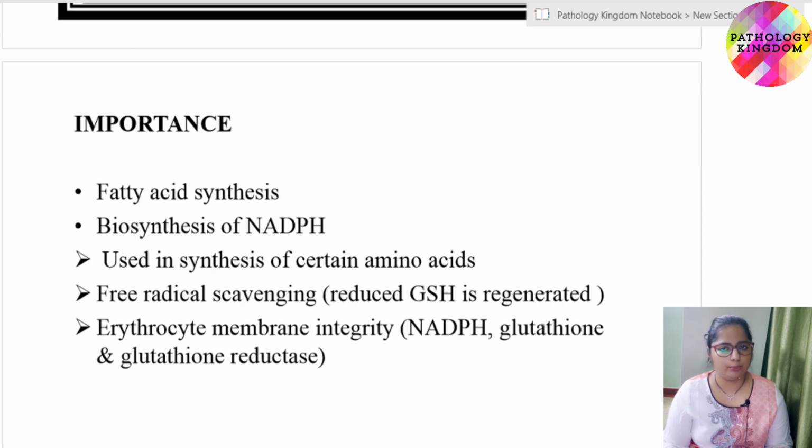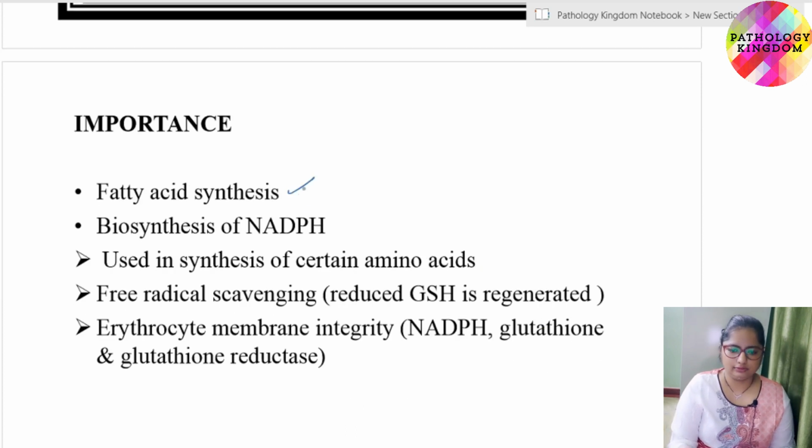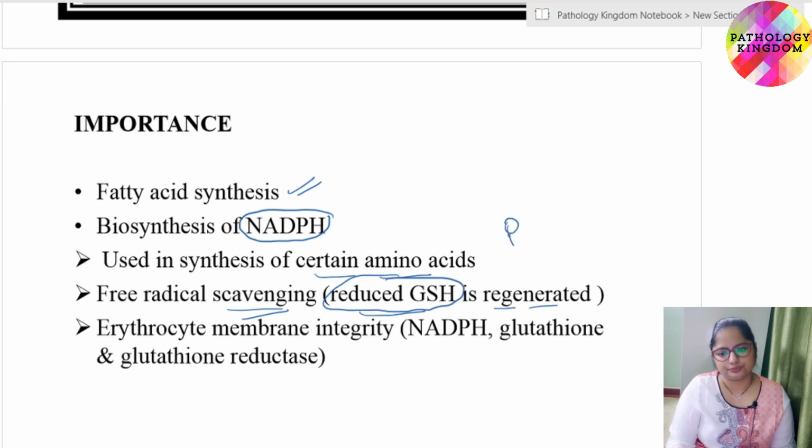Now what is the importance? This cycle helps in fatty acid synthesis, and there is biosynthesis of NADPH used in synthesis of certain amino acids, and it has a free radical scavenging role, that is reduced glutathione is regenerated, and helps in maintaining the erythrocyte membrane integrity as reduced glutathione prevents oxidation of the red blood cell membrane.